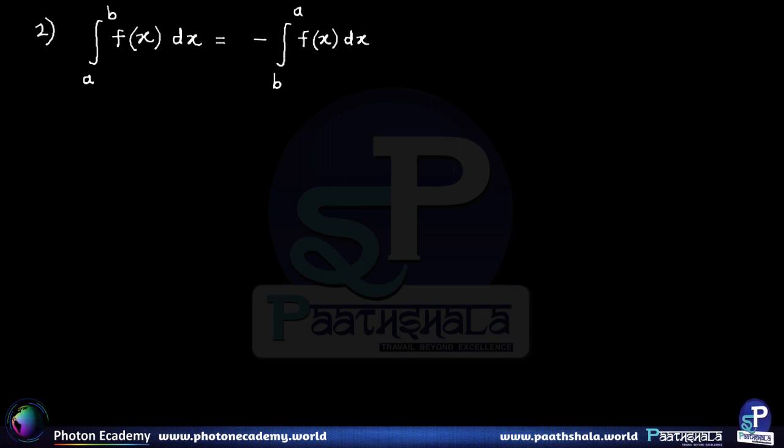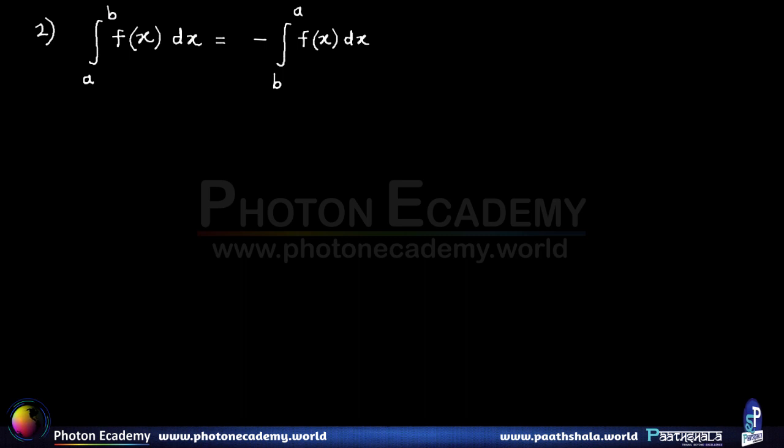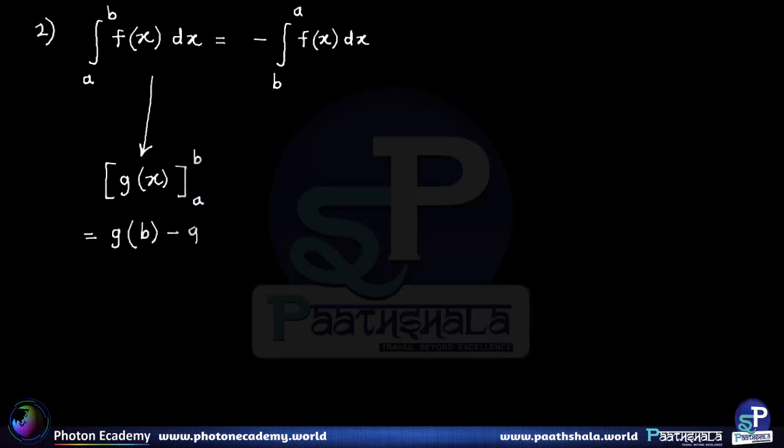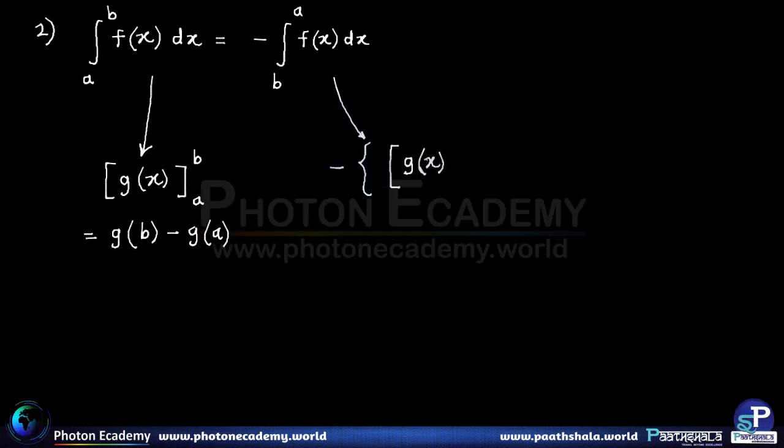So this is also very much straightforward, because we know that, suppose, let us denote the integral of f of x as g of x. So when we evaluate it between a and b, we get it as g of b minus g of a. Right? Now the same if we calculate on the right hand side, the minus of integral g of x, but now this is evaluated from b to a, so that gives us minus of integral of g of a minus g of b.